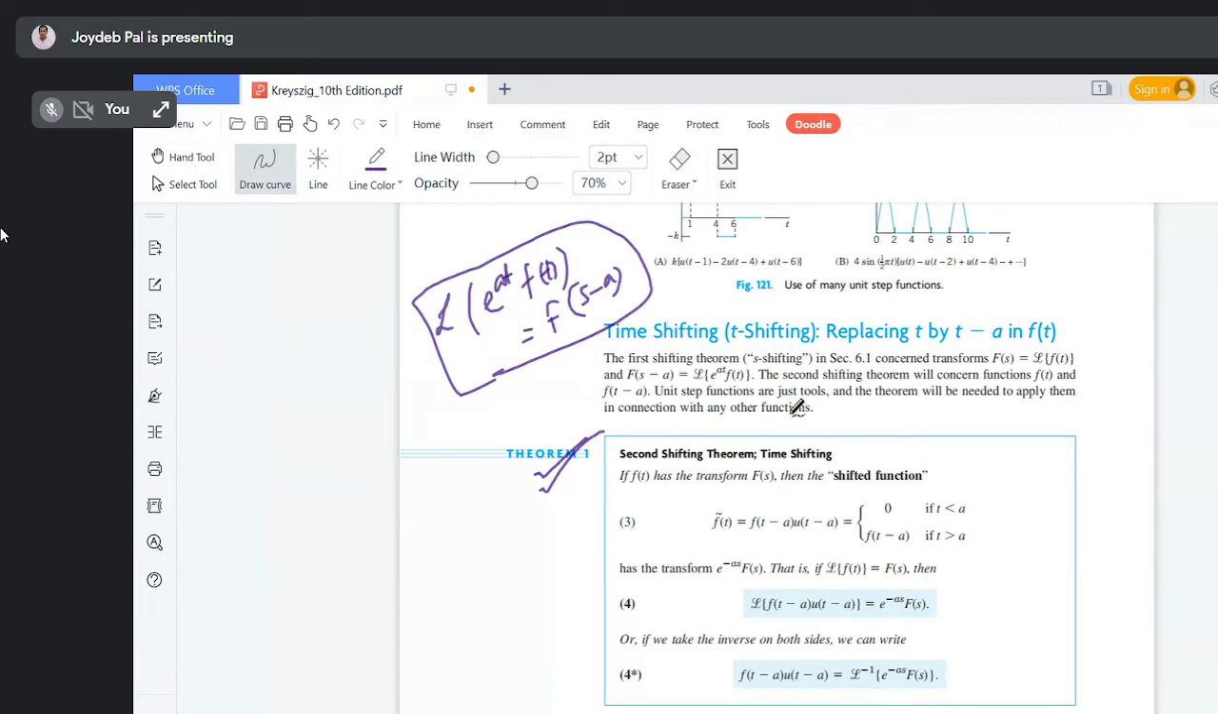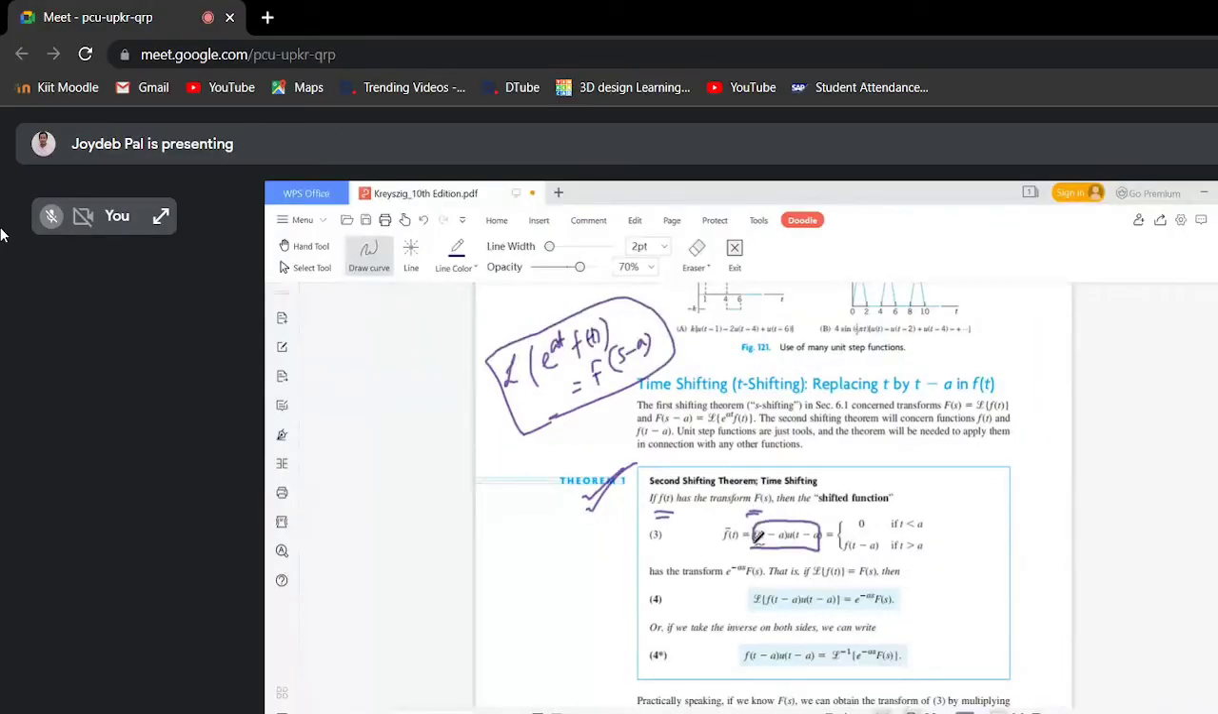Okay, second shifting theorem. So what second shifting theorem says, you see, let ft has the Laplace transform Fs, then what is the Laplace transform of ft minus a ut minus a? So here the main formula is what will be the Laplace transform of ft minus a ut minus a, provided you know Laplace transform of ft. Okay, so the formula is e to the power minus as into Fs.